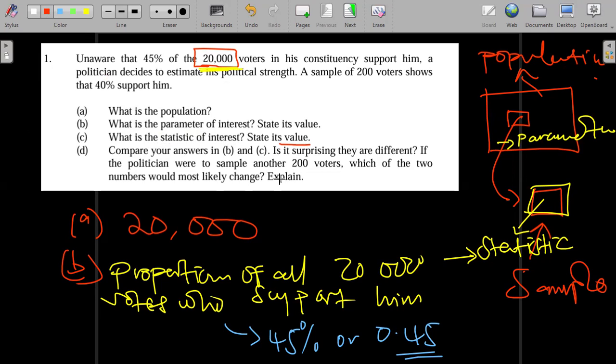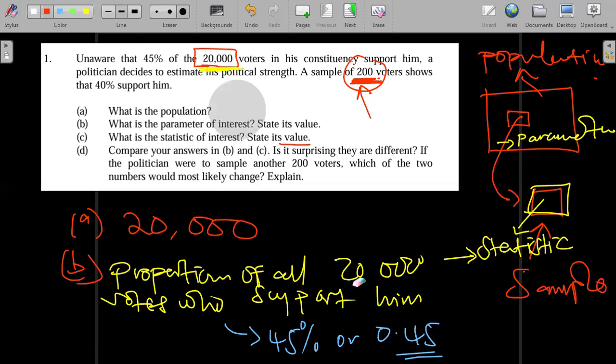Okay, so remember we said the statistic tells us something about the sample, right? In this case, what's the value of the sample? The sample here, its value is 200 voters. So this is the value of the sample. The statistic will tell us something about this sample. The statistic here is just the proportion of all the 200 voters in this sample who support this politician. So that's the statistic.